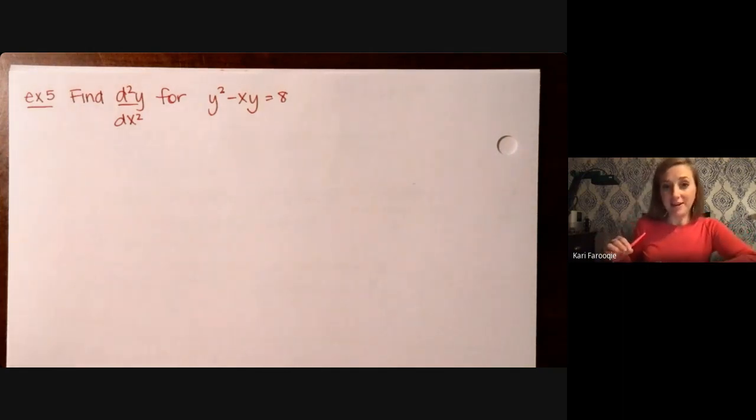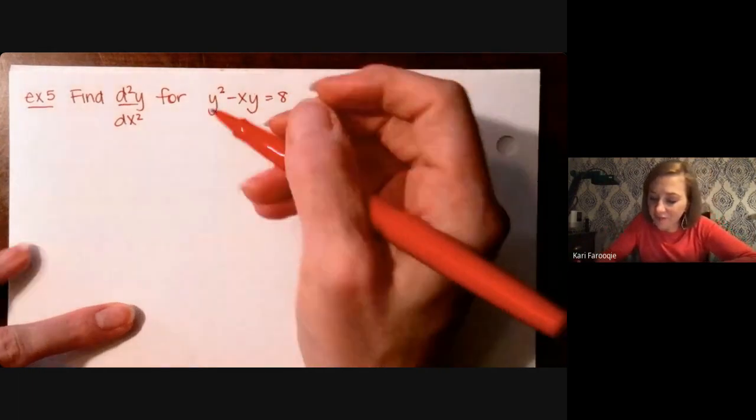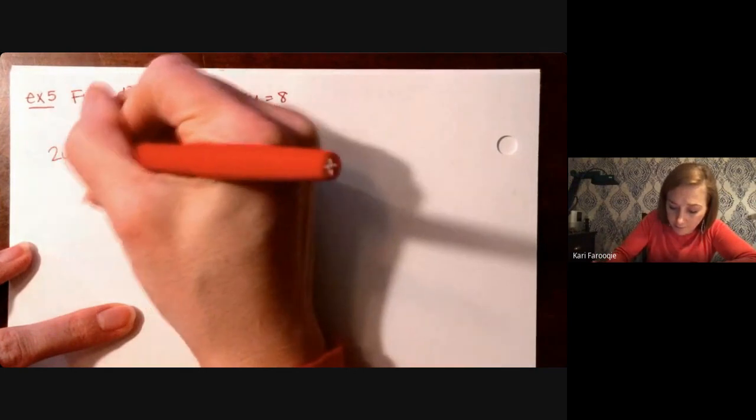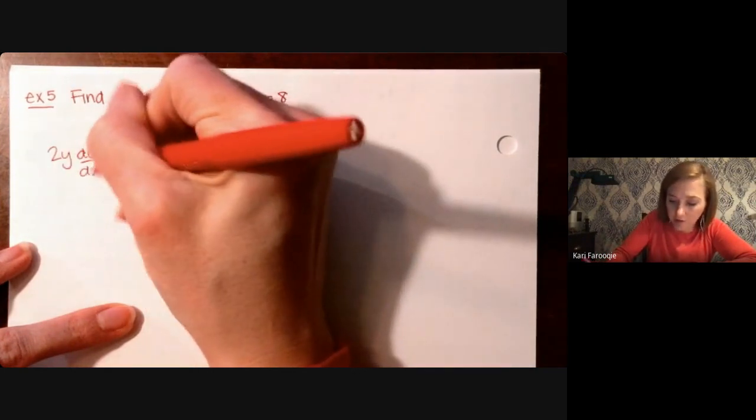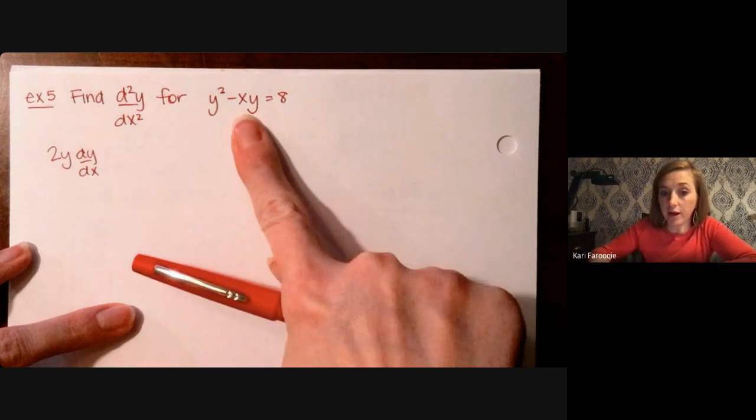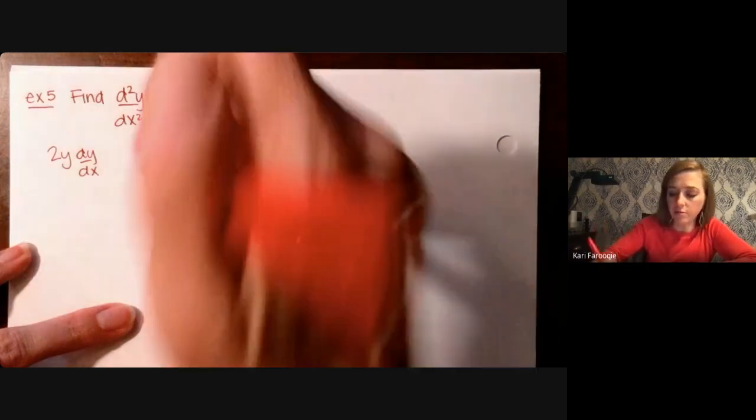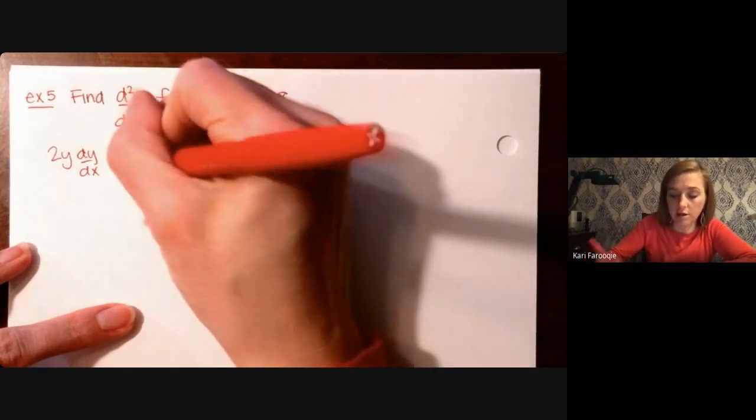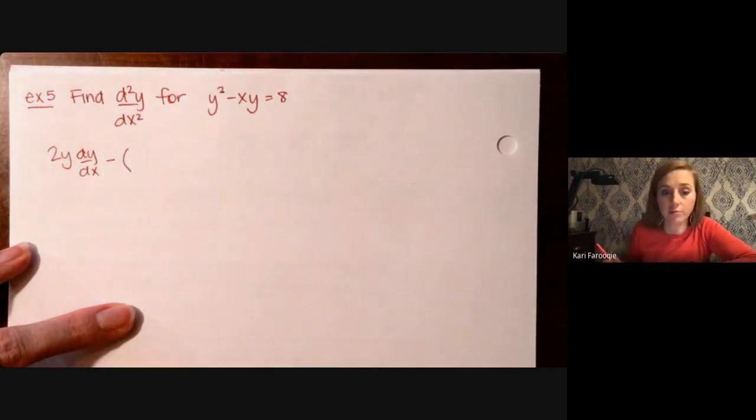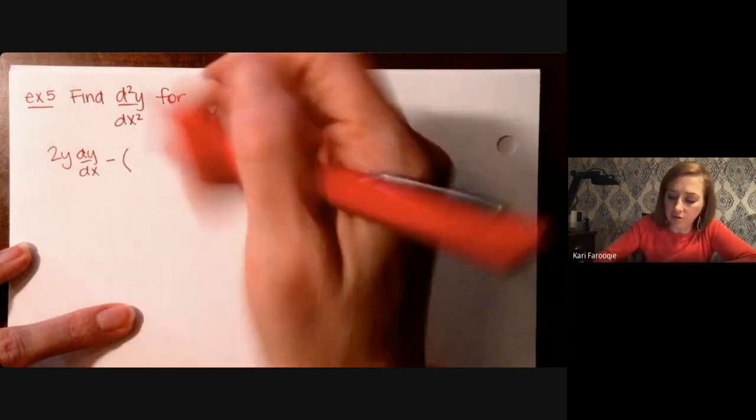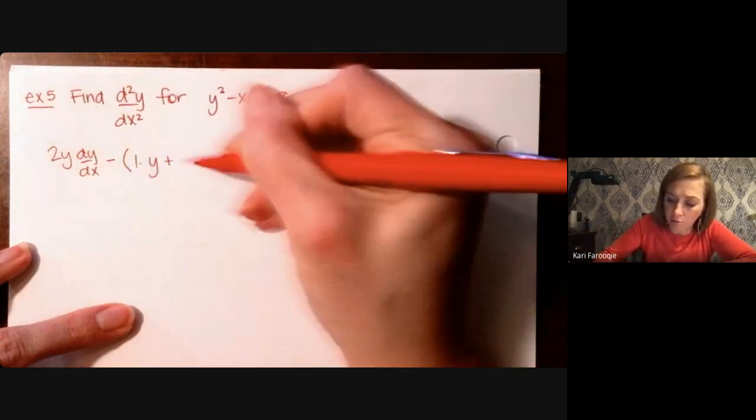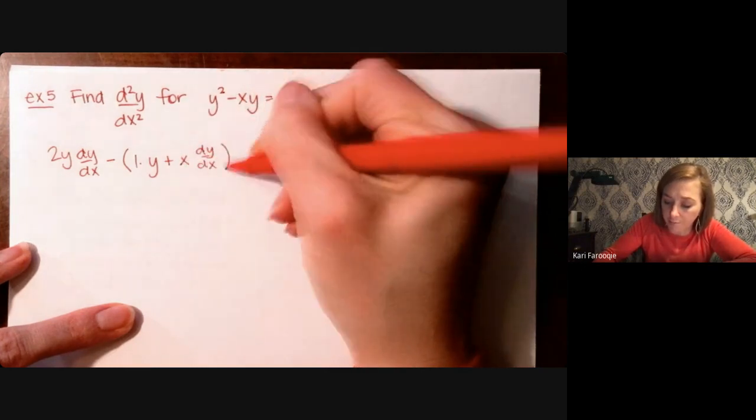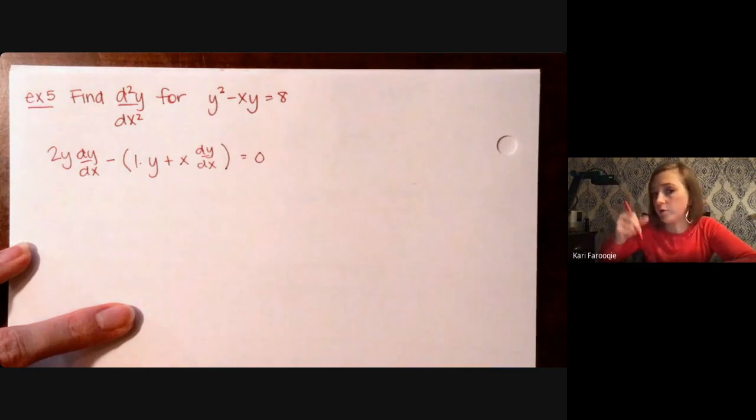All right, let's find dy dx. So the derivative of y squared is 2y. Don't forget to chain on your dy dx. Now, your xy is where that product rule comes in. Remember that there's a minus sign in front of it, and you're going to have more than one term behind that minus sign, which means parentheses. Okay, we're going to take f prime g plus f g prime. The derivative of 8 is 0.